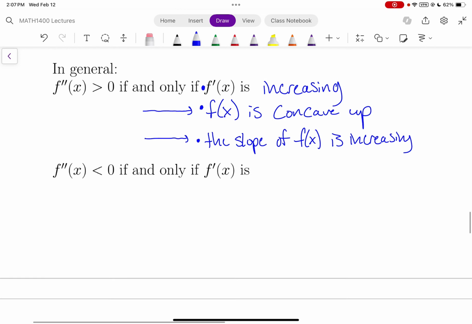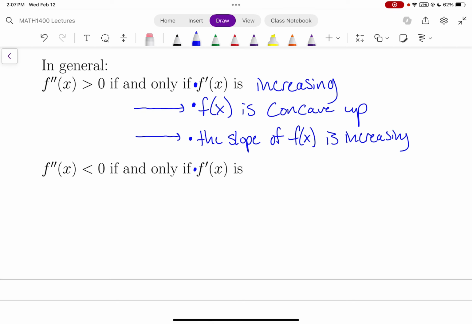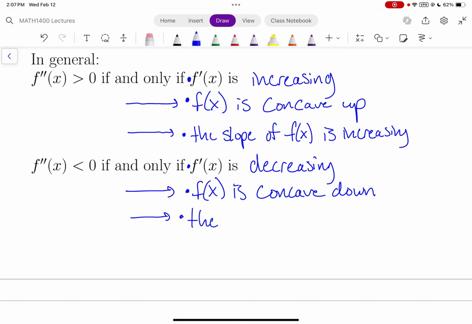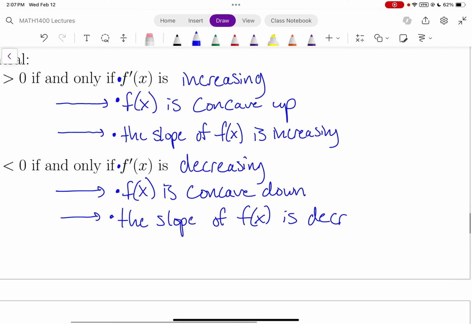And then the second one here is that f double prime of x is less than 0 if and only if f prime of x is decreasing. That's if and only if f of x is concave down. And that's if and only if the slope of f of x is decreasing.